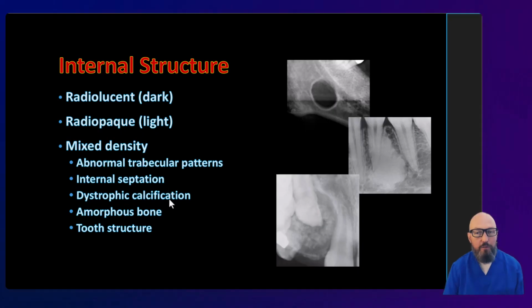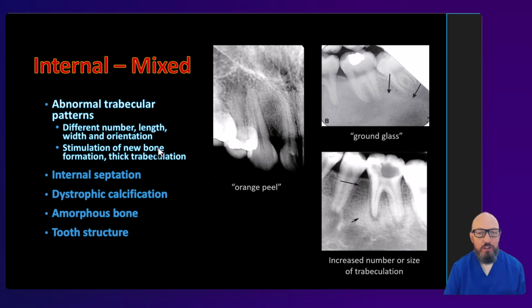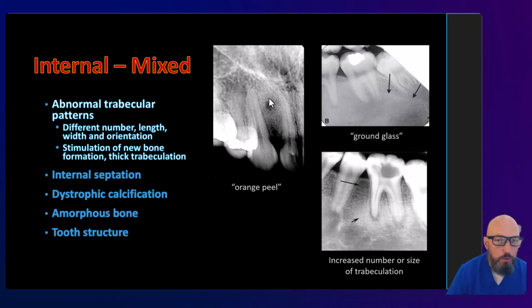With a mixed lesion, we have a bunch of different patterns: abnormal trabecular pattern, internal septation, dystrophic calcification, amorphous bone, and tooth structure. So let me walk through each of these. When the trabecular pattern is altered, you can describe it more specifically. Common patterns are going to be orange peel. See where it looks like small little pits of an orange? It's an increased number of trabeculation, but very fine. And that's maybe a less common, but one of the presentations of fibrous dysplasia.